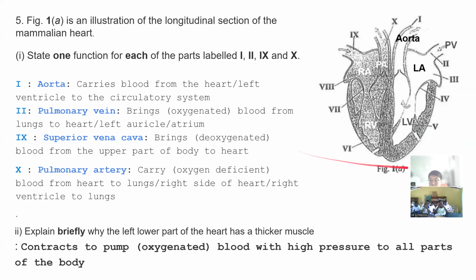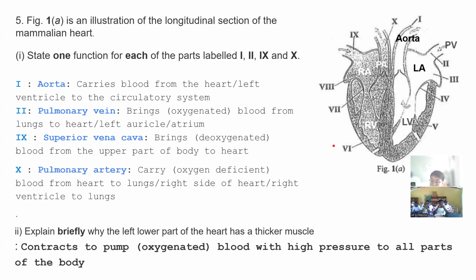And 9 is over here. This part is the superior vena cava. So the vena cava brings deoxygenated blood from our body to our heart. But the superior vena cava, which is at the top over here, carries blood from the upper part of our body. This is where blood from our upper body goes into our right atrium.